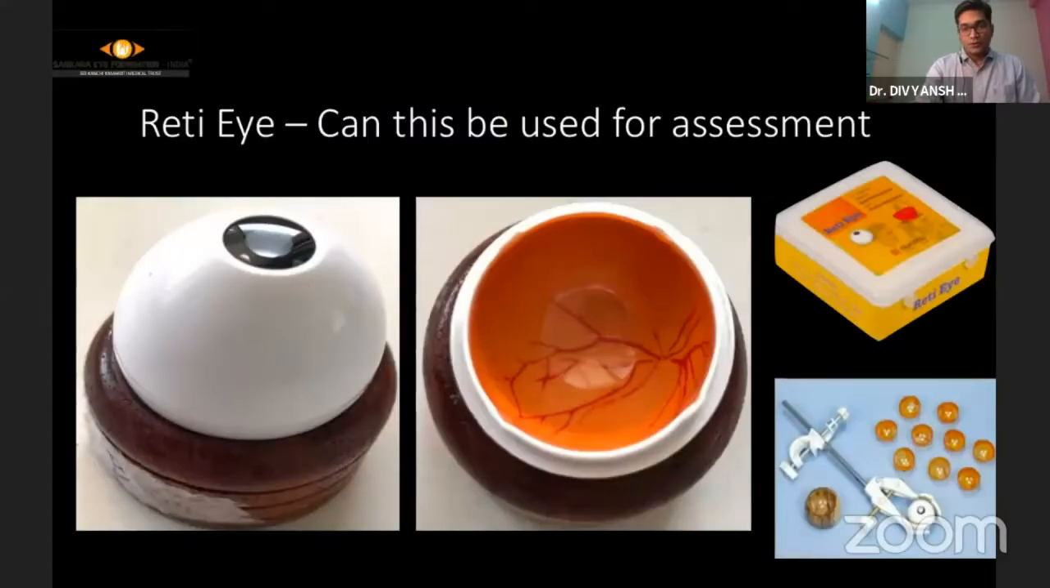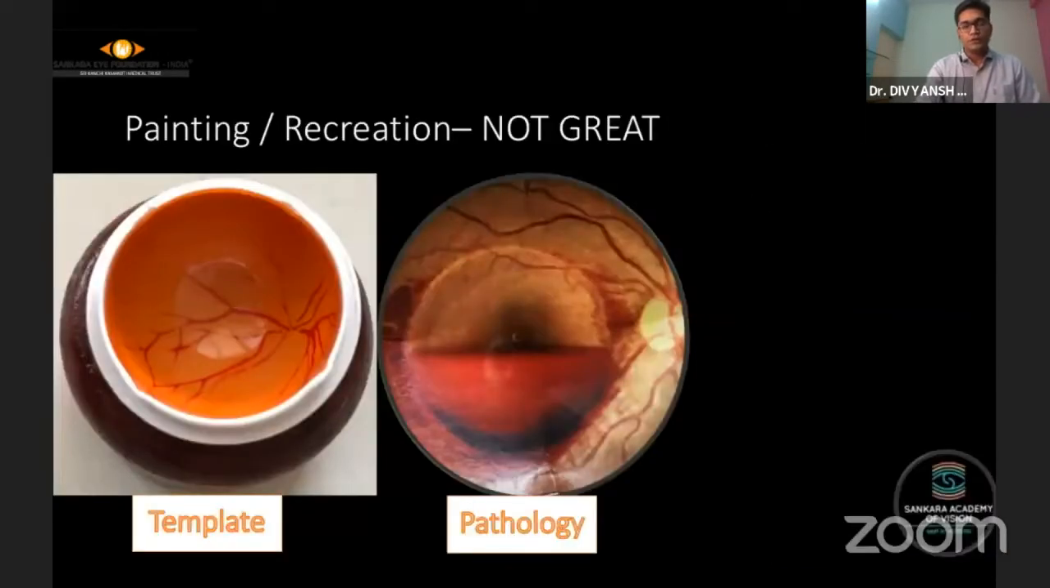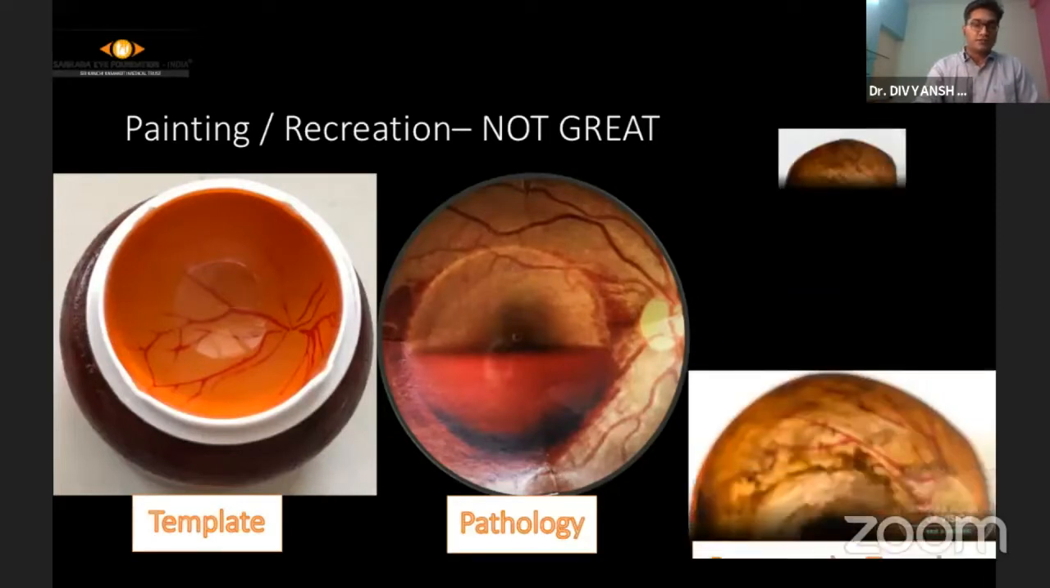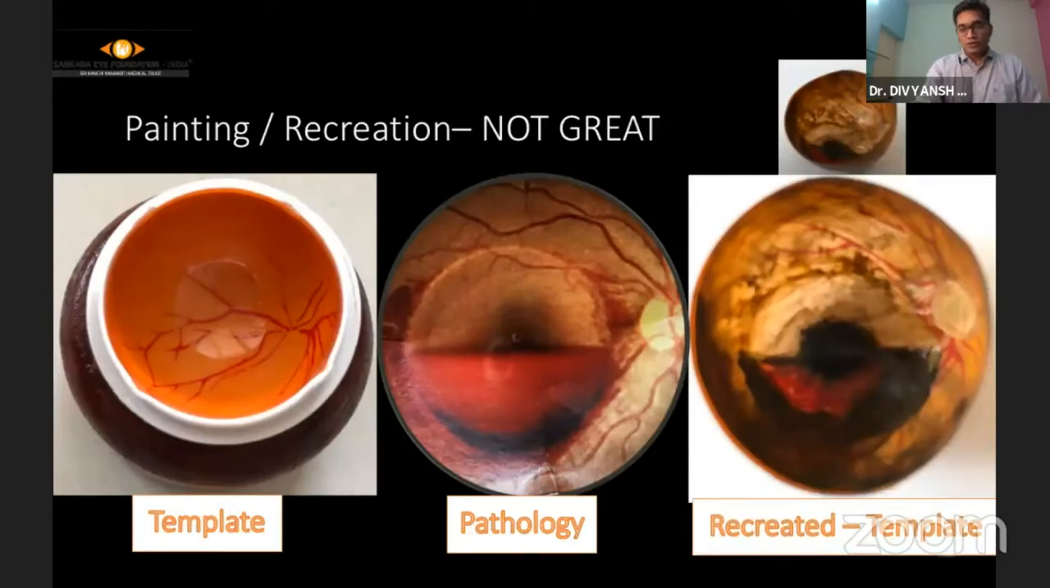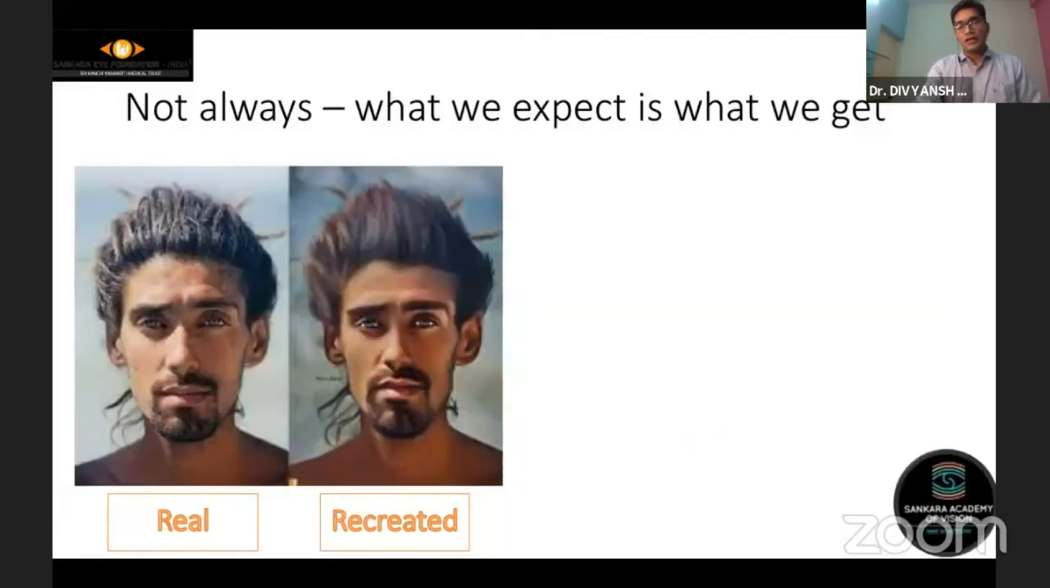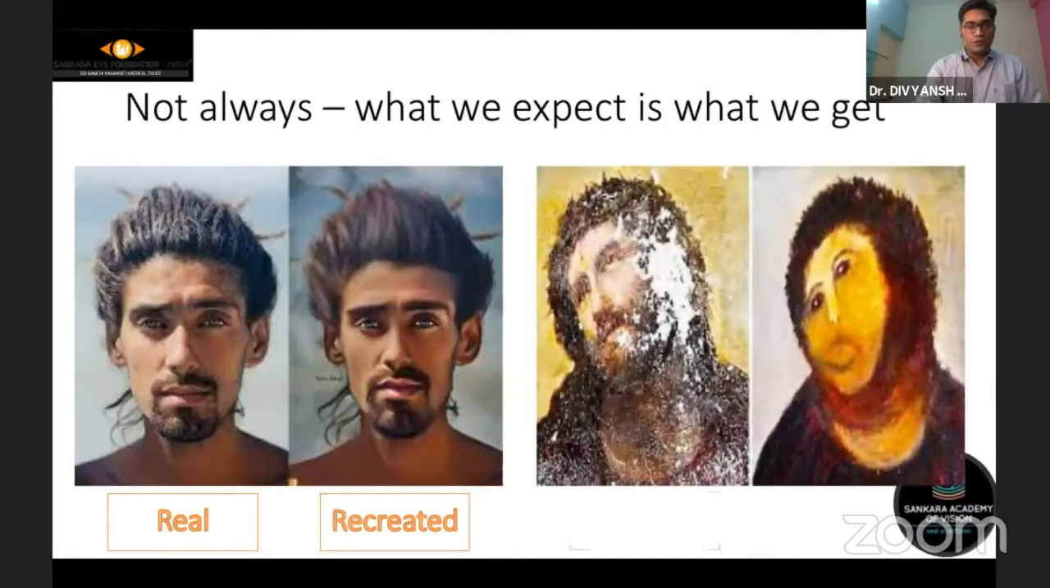How did we go about it? So, no personal interest in this. We utilized this retina model. Because it already has some kind of a template inside, we thought whether it can be used for an examination. We wanted to replicate the same kind of image that we have of a fundus photo having pathological images, but it usually did not work. Whatever was recreated was not good, because what we expect is not always what we get.